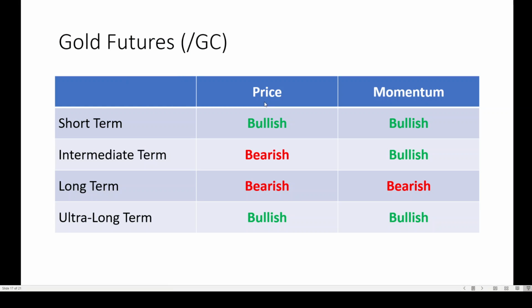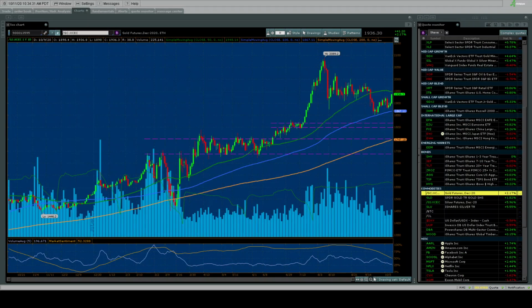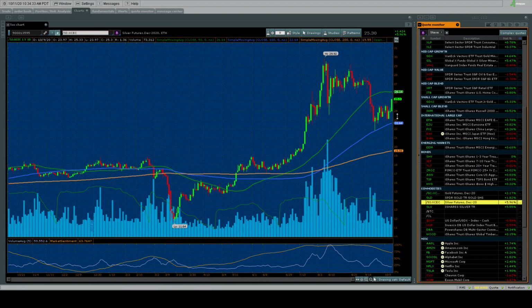Silver futures, almost the same picture here, except on the long term you can see a flip from bearish to bullish. The same kind of story on silver. Let's take a look at it. And what do you see?